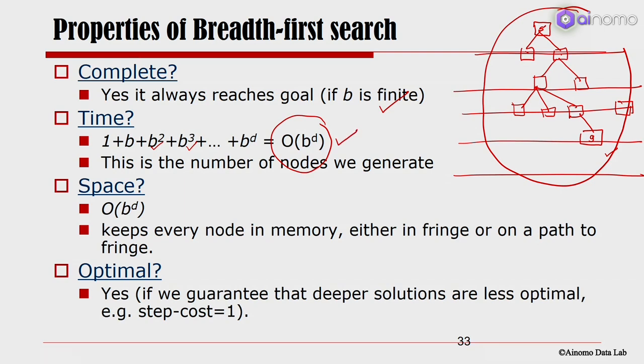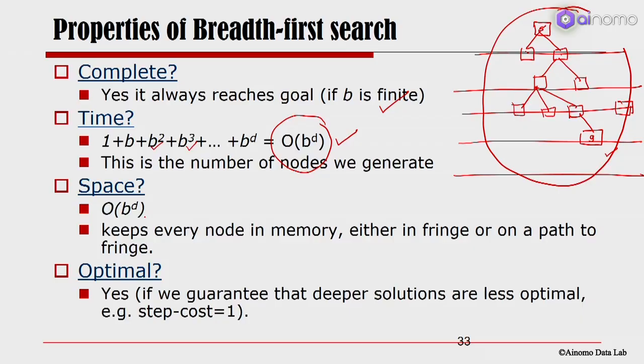What about space complexity? Because of the very fact that breadth first search generates every node at every level, it has to keep all the nodes that it had expanded. So it keeps every node in memory, either in the fringe or on a path to the fringe, and therefore the order is B to the power D.